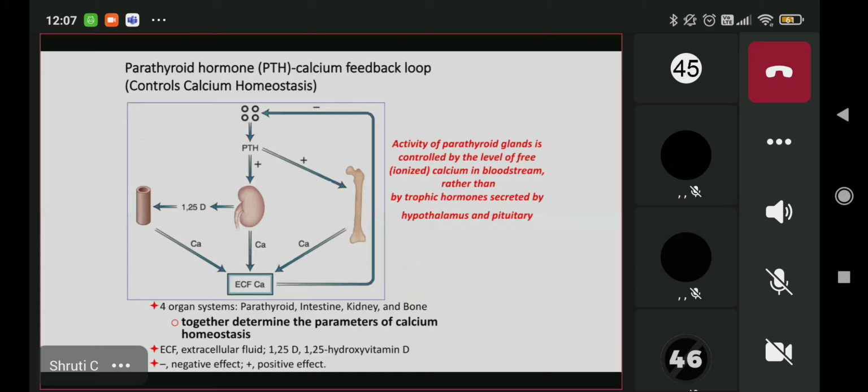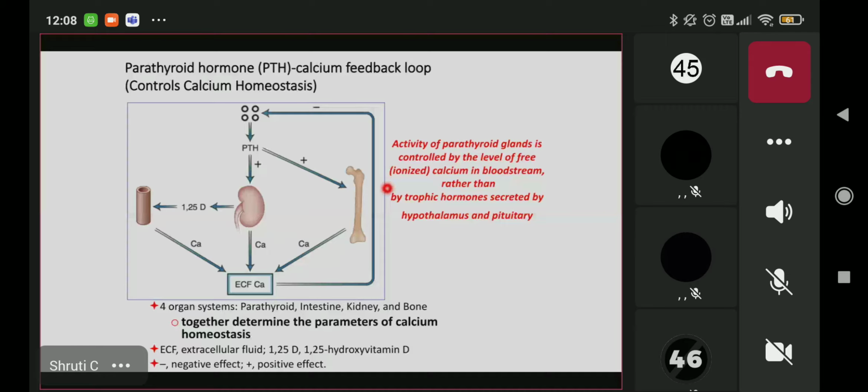Now what is the function of parathyroid hormone? Basically, like in thyroid, there was a negative feedback, and there was a lot of control by the trophic factors like the thyroid releasing hormone, and by the action of hypothalamus. But the action of parathyroid gland is totally controlled by the level of free ionized calcium in the bloodstream, rather than the trophic hormones secreted by hypothalamus and pituitary. So it is entirely controlled by the ionized calcium levels in the bloodstream.